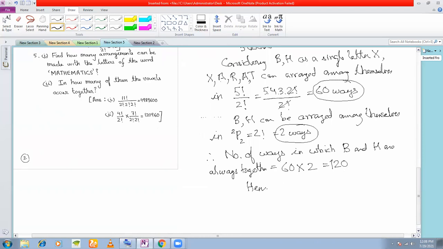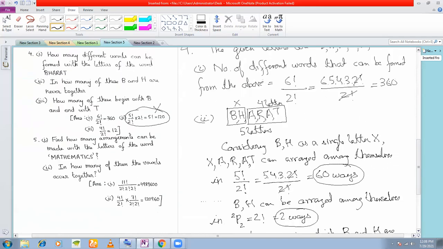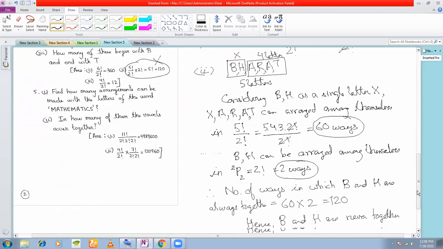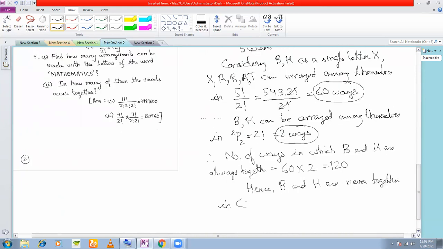Hence, how many ways are B and H never together? Total number of arrangements. How many total number of arrangements? 360. 360 minus 120 ways, in which they are always together, which is equal to 240.